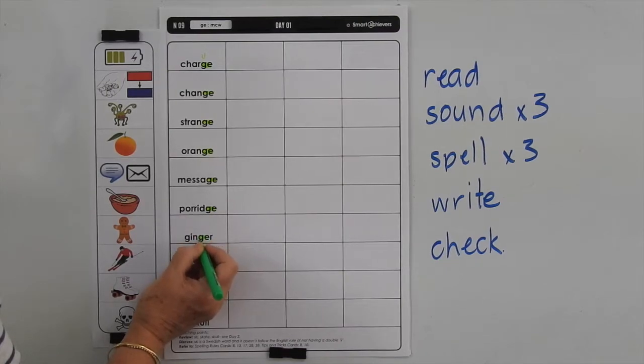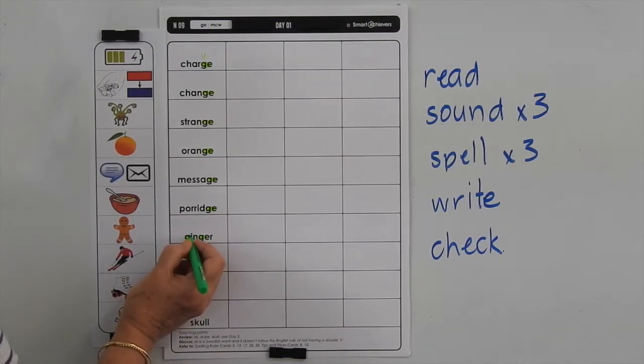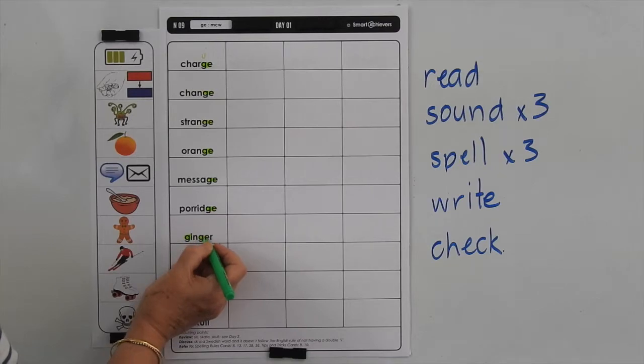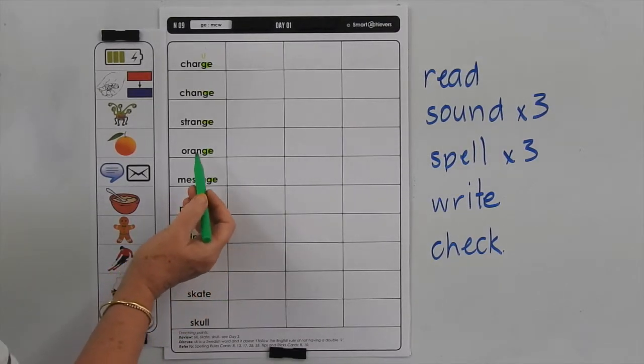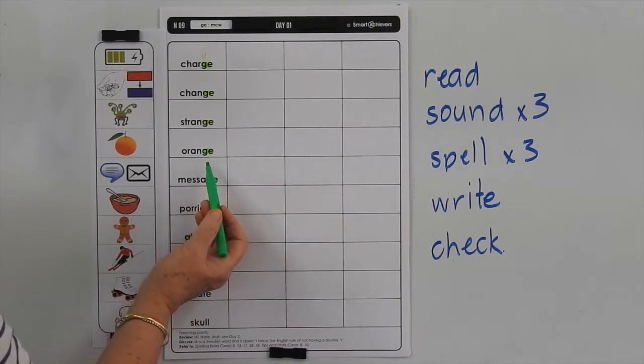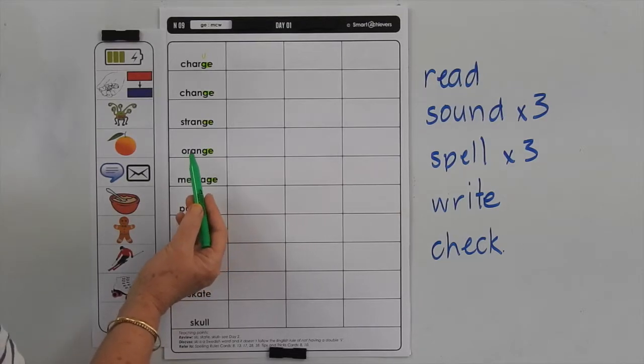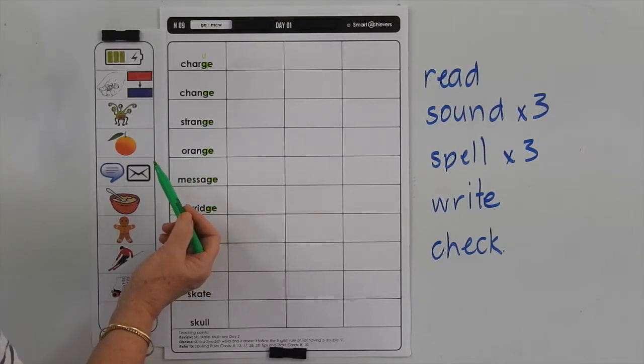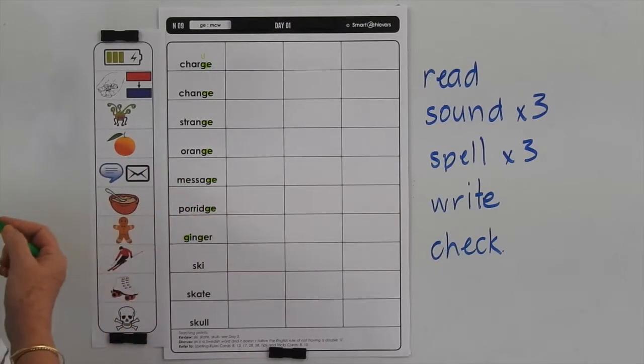So here we've got ginger, and we've got the GI and the GE. So when a G is followed by an E, I or a Y, it usually says J, and when it's followed by an A, O, U, L or R, it says G.